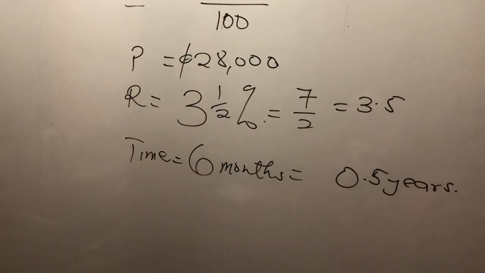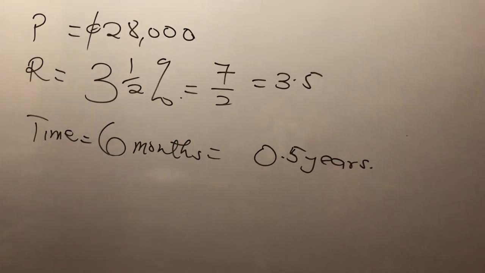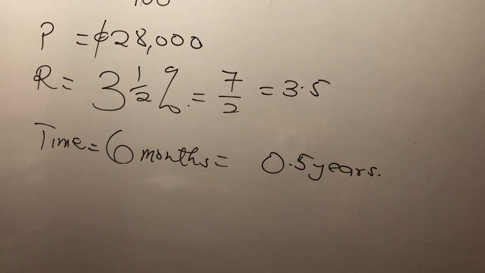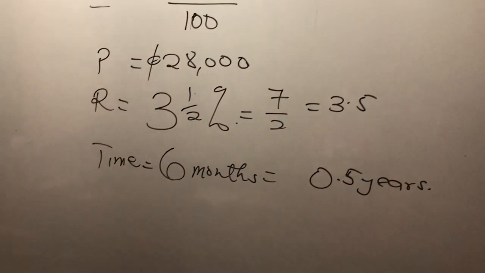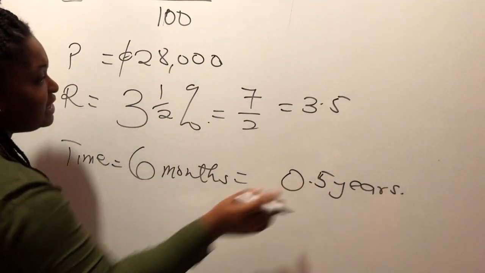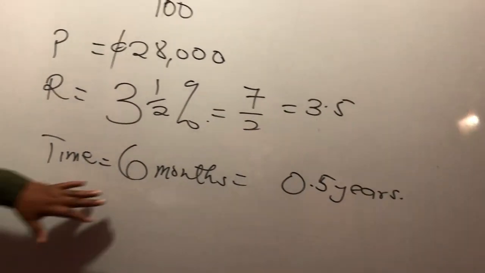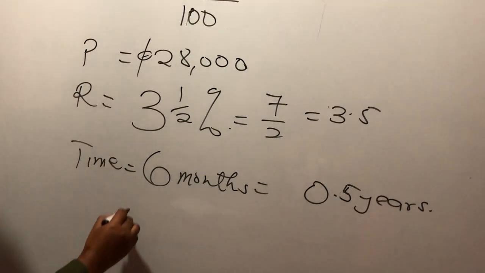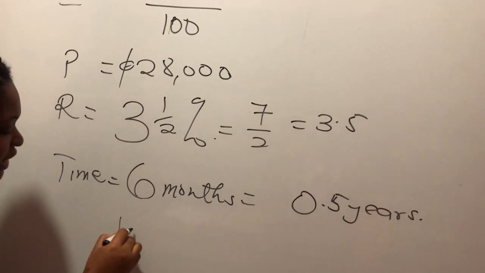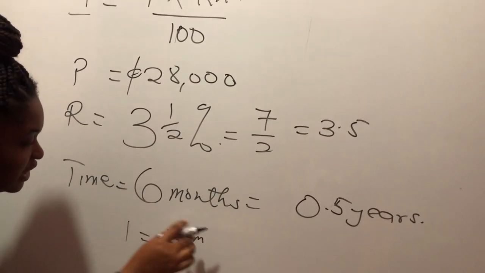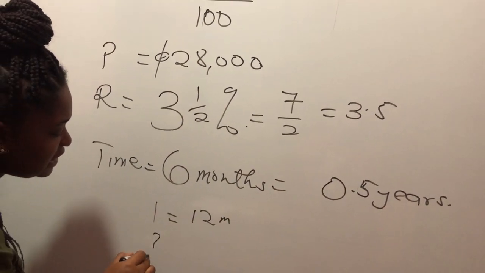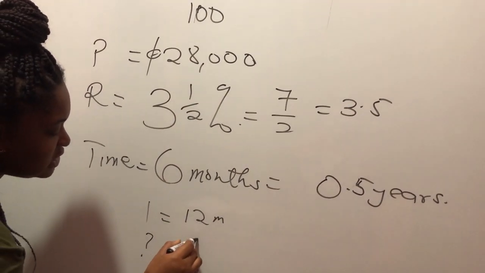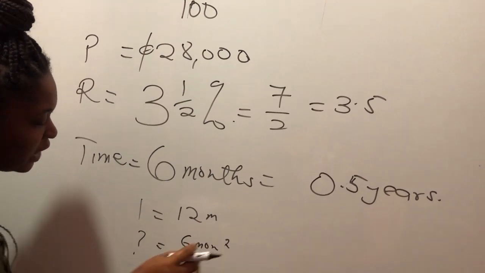Okay, so now after I have changed this into my years, now I can come and put it in the formula. Now, quickly to remind you, 1 year is equal to what? 12 months, right? I'm changing this to show how you got the 0.5. Then how many years will give us 6 months?